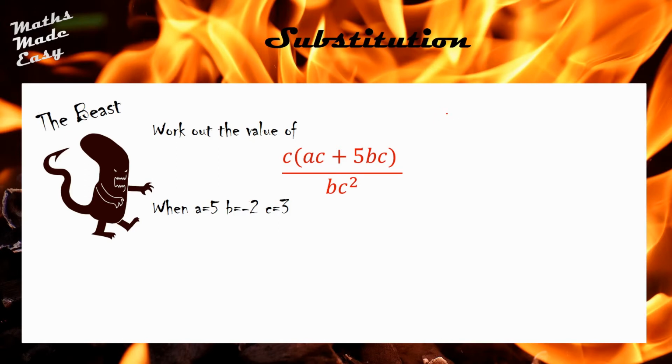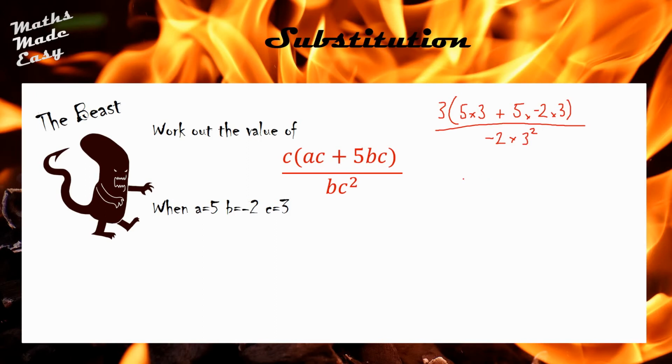Okay, let's try and figure this one out then. So, a lot of stuff going on in that formula. So again, I'm just going to take my substitution steps nice and slow. So c equals 3, then I've got a bracket. Then it's a times c, which is 5 times 3. And then I'm adding that to 5 lots of b, which is negative 2, times c, which is 3. And that's all divided by b, which is negative 2 times c squared.